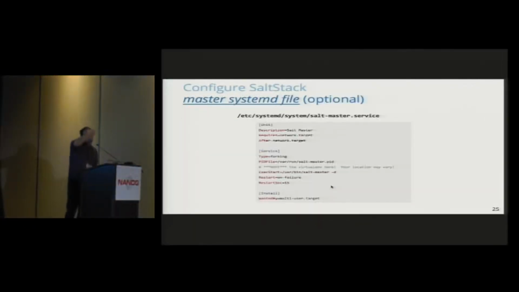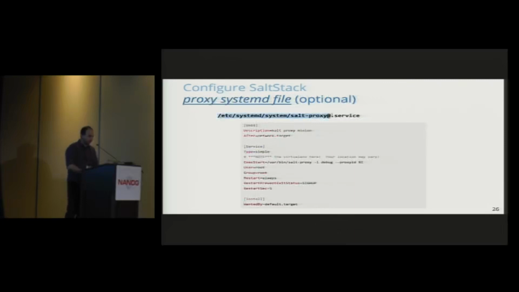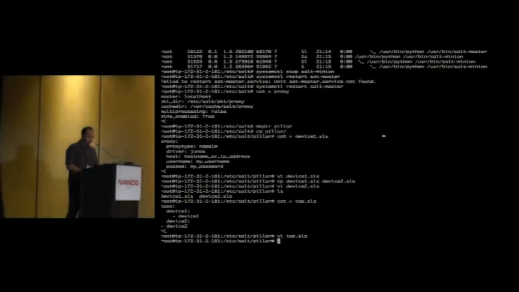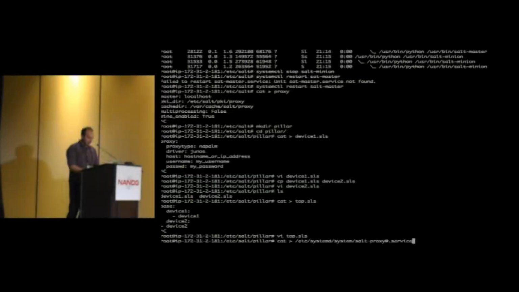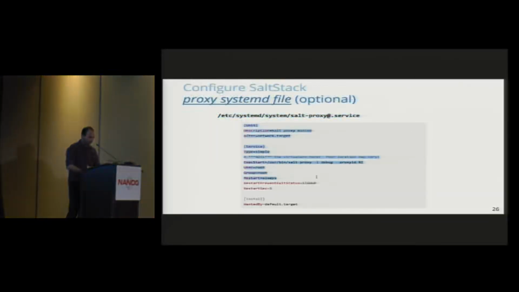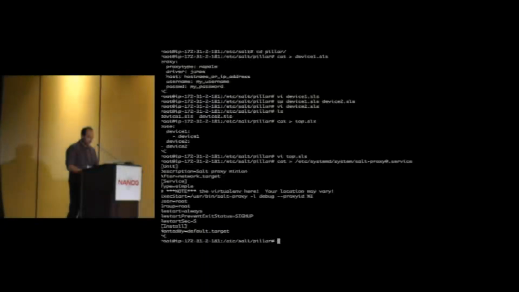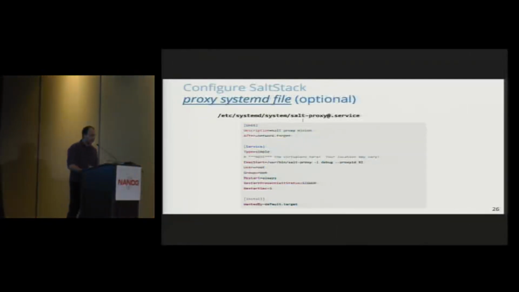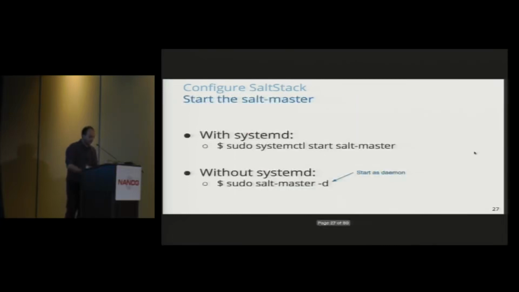The master systemd file comes by default. If you don't have it on your operating system, you can add it, but it is optional. It only helps you handle the process much easier. Similarly with the proxy one, the default one, I don't really like it, so I will replace it. It only says the process is identified with salt-proxy@, will execute this command, /usr/bin/salt-proxy, and the proxy ID.